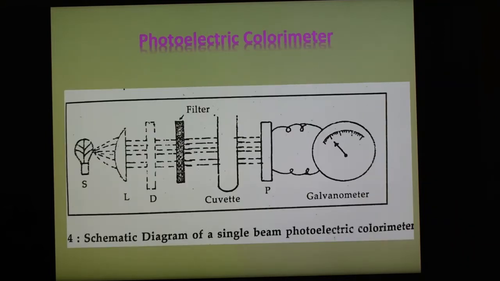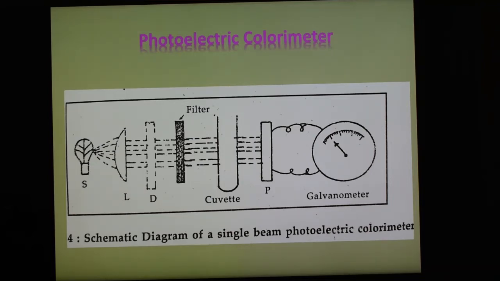And the next part is now the photoelectric colorimeter. In the case of the photoelectric colorimeter, the human eye is replaced by a sensitive detector such as a photocell for measuring the light intensity or for color comparison. Similarly, appropriate wavelength selection is also possible by using filters.